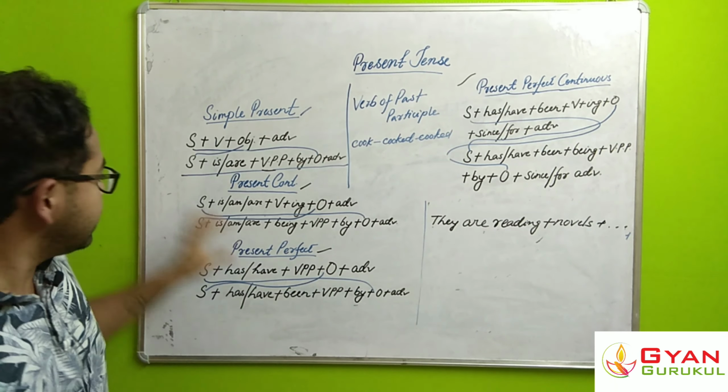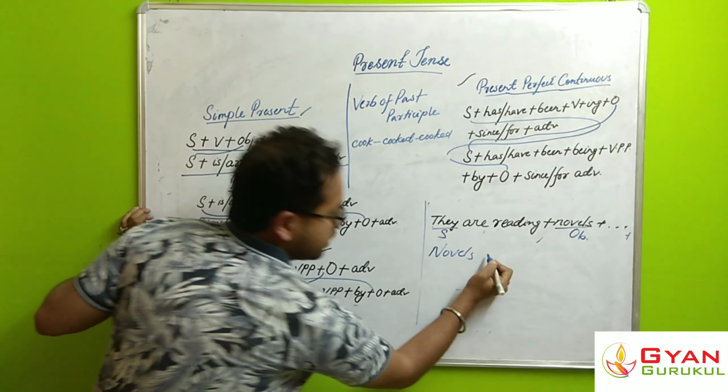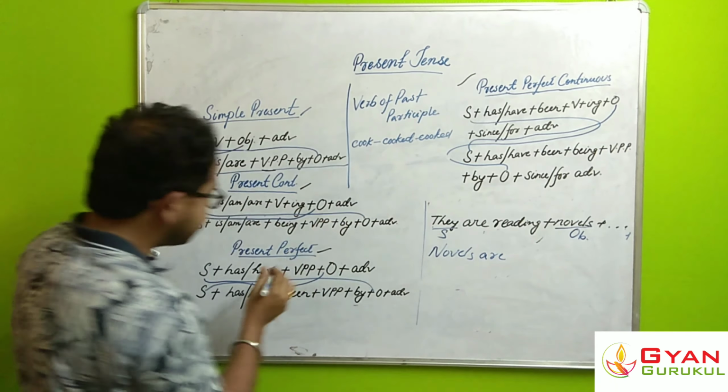We need to again recognize here they is the subject, novels are the object. So if we convert it, we will put it into this formula. Novels comes first, since object becomes subject. Novels, is and are, novels, of course it will become are. Then what do we have to put? Being.